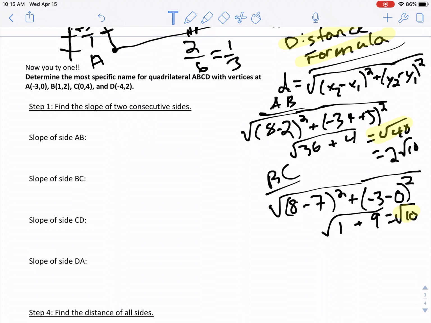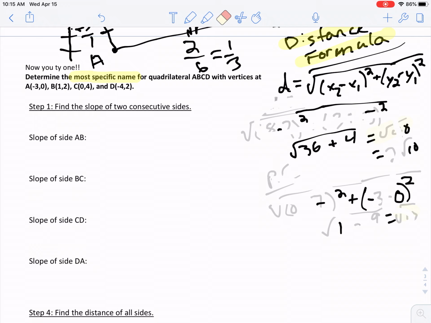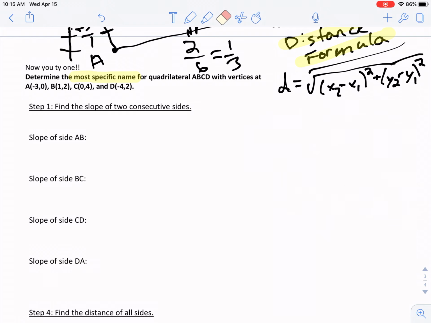All right, so this one they want to find the most specific name, so we're not sure what this one is. But they give us all the points. So once again, I want to make a quick sketch of that. I'm going to erase this extra part over here so I have more room.